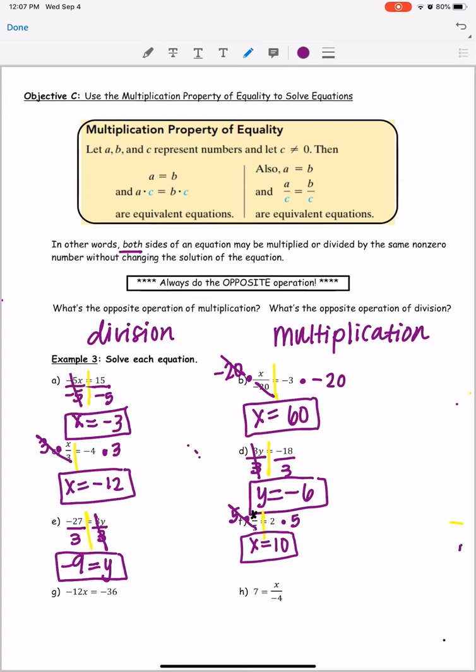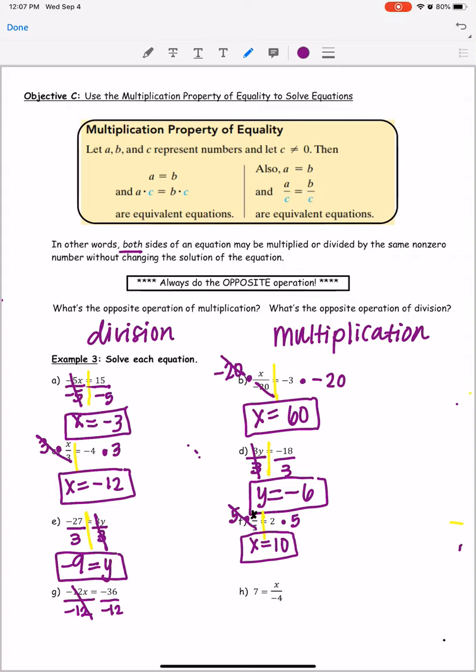Now, the goal is to get x by itself. So what's going on between that x and that negative 12? If they're side by side, they are being multiplied. That is negative 12 times x. So the opposite of multiplying by 12 is to divide by 12. And what I do to one side of this equation, I've got to do to the other. So if I divide the left by negative 12, divide the right also by negative 12.